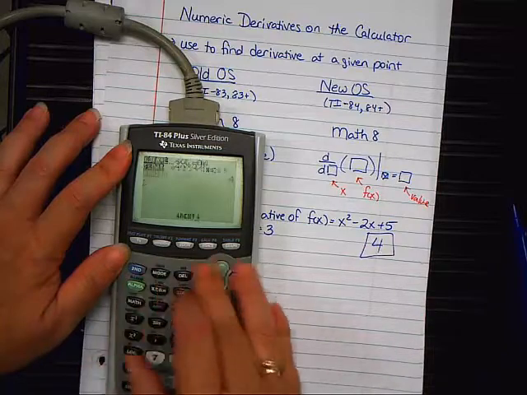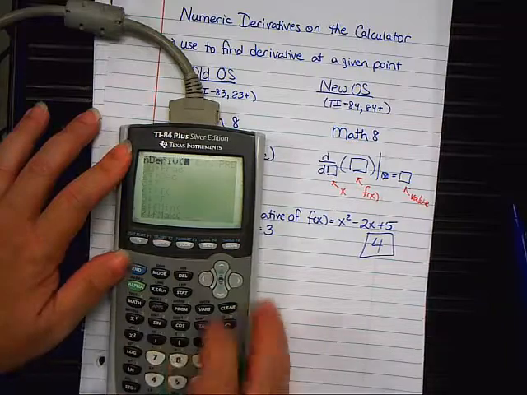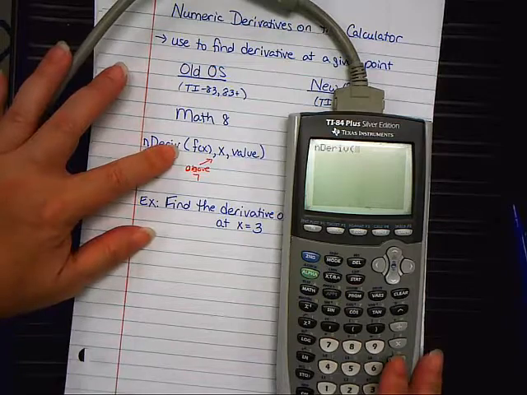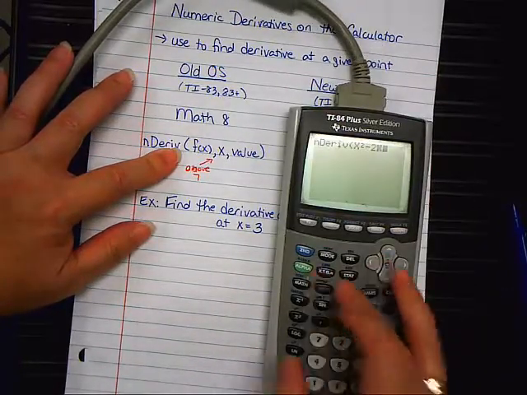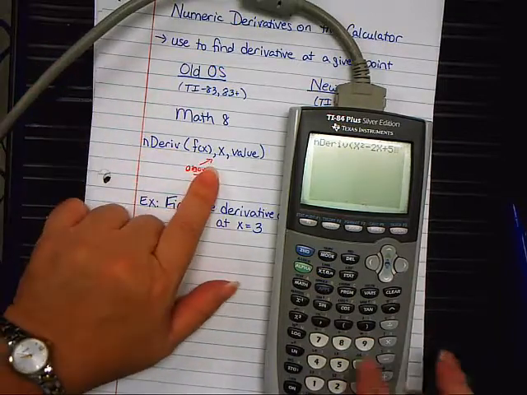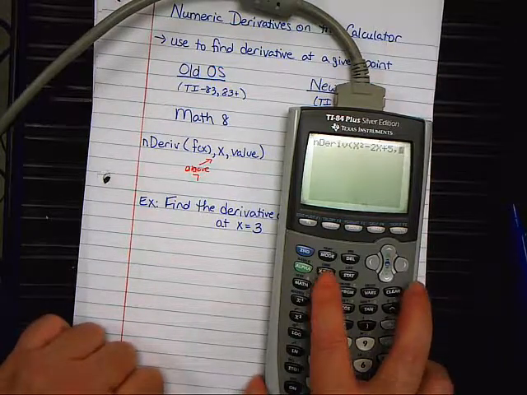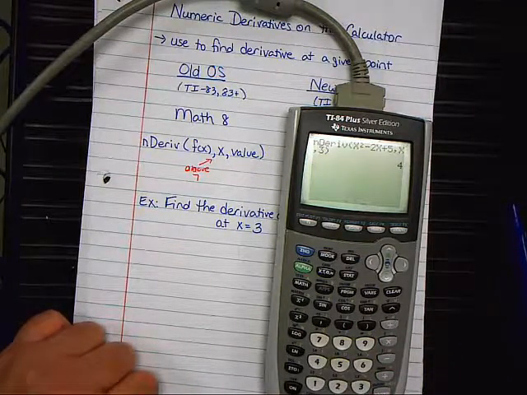Okay, the 83 method. So you push math 8, and this is what you see. For those of you with an 83, you're going to type the function in, which is x squared minus 2x plus 5, then the comma, which is above the 7, comma, then an x again, and then another comma, and the 3. Push enter, and there's your 4. Any questions? Are we good on that?